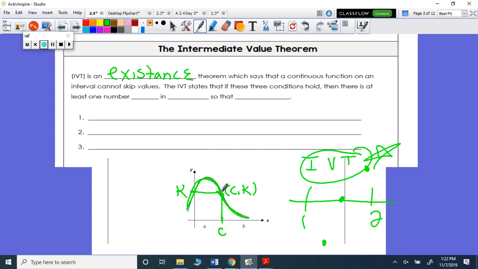It states that if these three conditions that we're going to talk about hold, there is at least one number c in our interval a, b that I drew, so that when I evaluate the function at that number, we get k. And that's just going to allow us to not have any discontinuity. That's it. Again, exposing you to the theory.